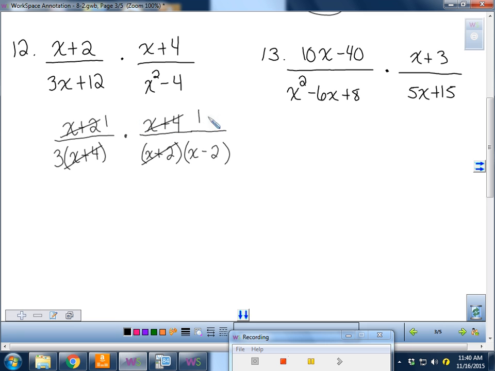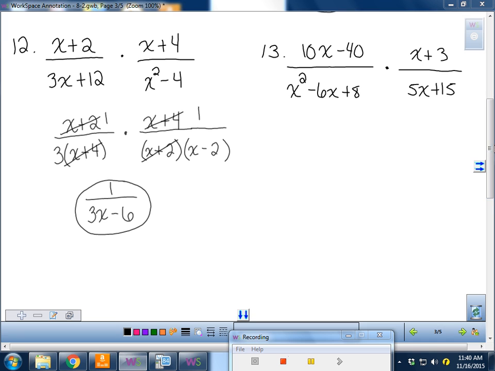Now I'm going to multiply them. 1 times 1 is 1. And then I have 3 times x minus 2. So I would need to distribute. 3 times x is 3x. And 3 times negative 2 is negative 6. And I'm not worrying about what x cannot be. Okay, I'm not stating the domain. I'm just going to leave it as it is.